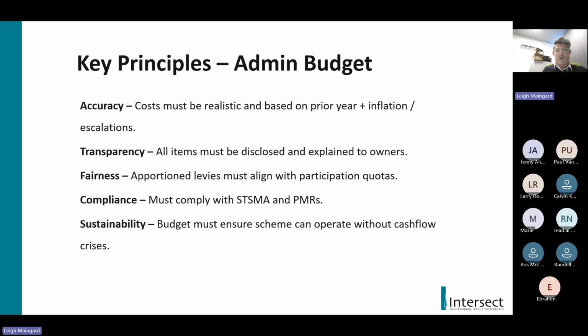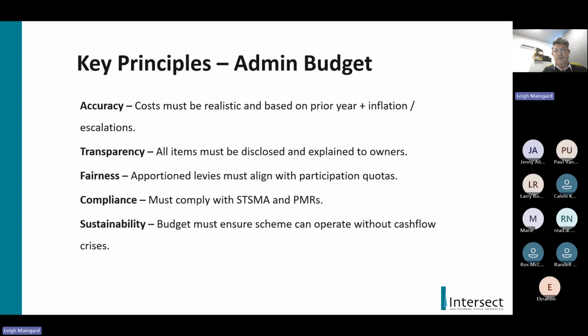Escalations would obviously be more related to contractual obligations, while inflation might be related to other things like, for instance, labor. If you've got a cleaning company or the body corporate is employing staff themselves, they might consider what the inflation rate is and how to determine what the increase would be in their provision for paying those staff members.